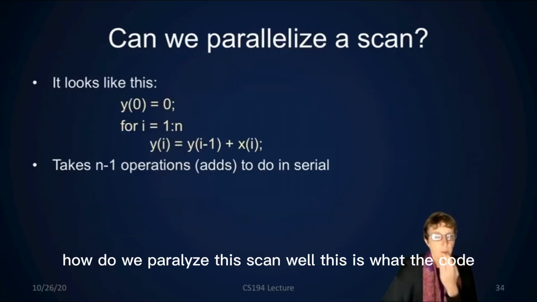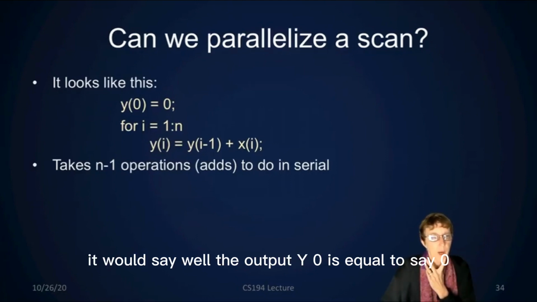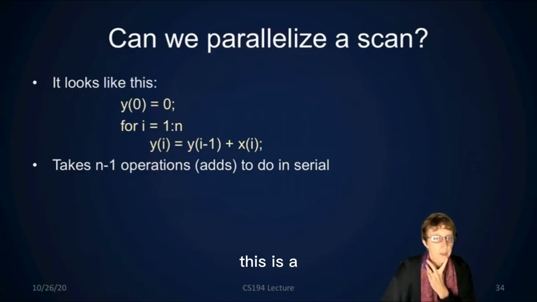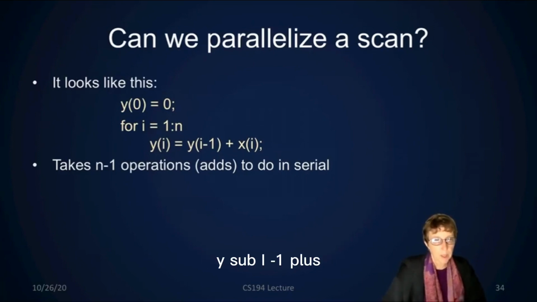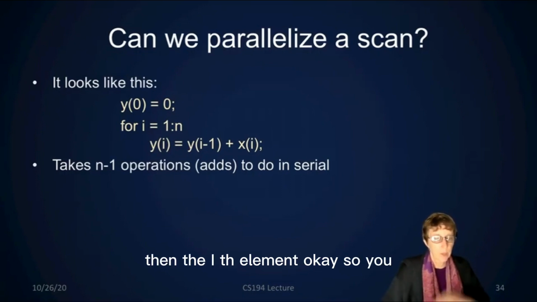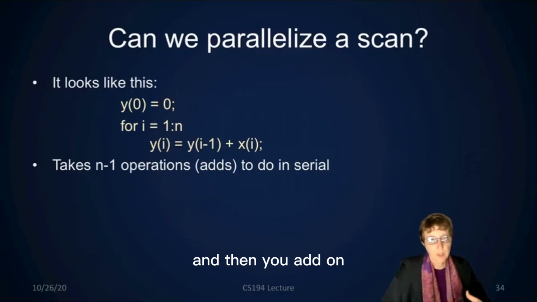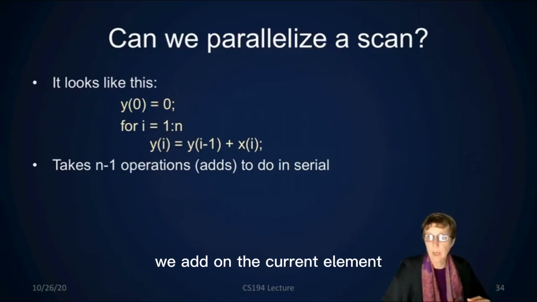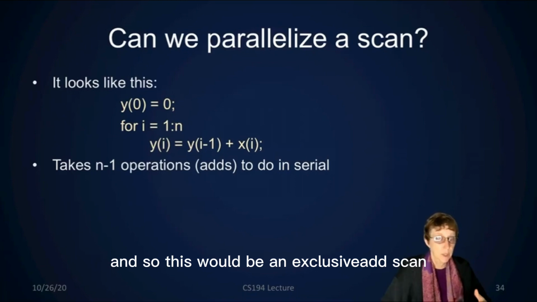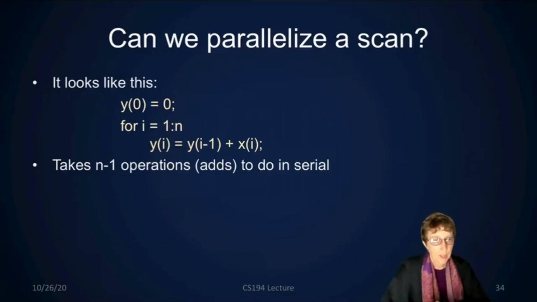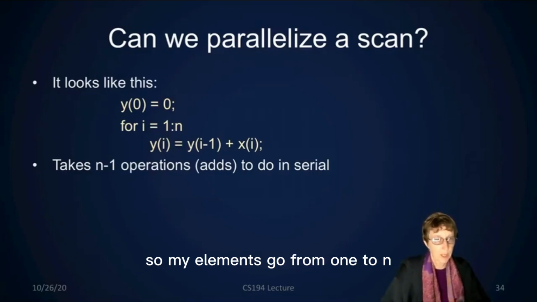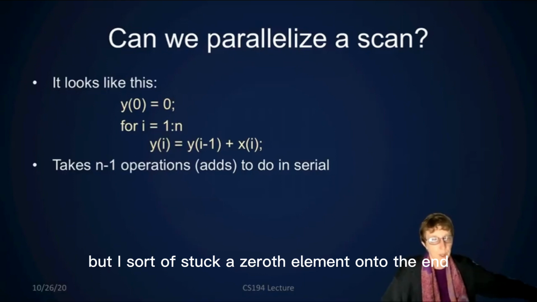Okay, so how do we parallelize this scan? Well, this is what the pseudocode would look like. It would say, well, the output y0 is equal to, say, 0. And then for I equals 1 to n, y sub I is equal to y sub I minus 1 plus the ith element. Okay, so you look at what you've computed to your left, and then you add on, for example, this is an add scan, we add on the current element. And so this would be an inclusive add scan. I've abused notation a little bit here by using one-based indexing for my array, so my elements go from 1 to n, but I sort of stuck a 0th element onto the end.